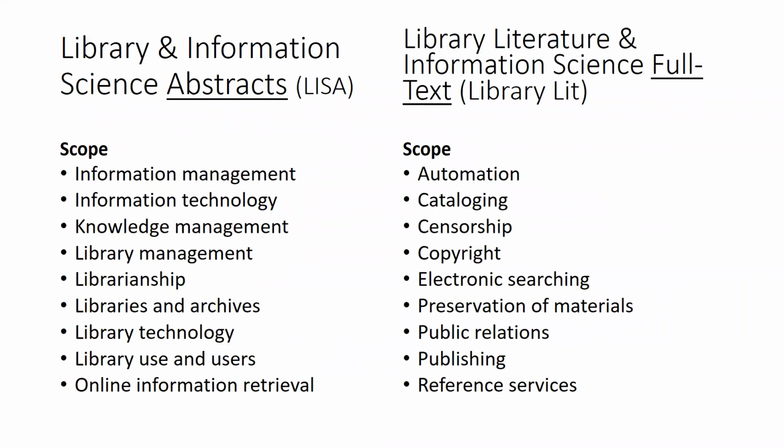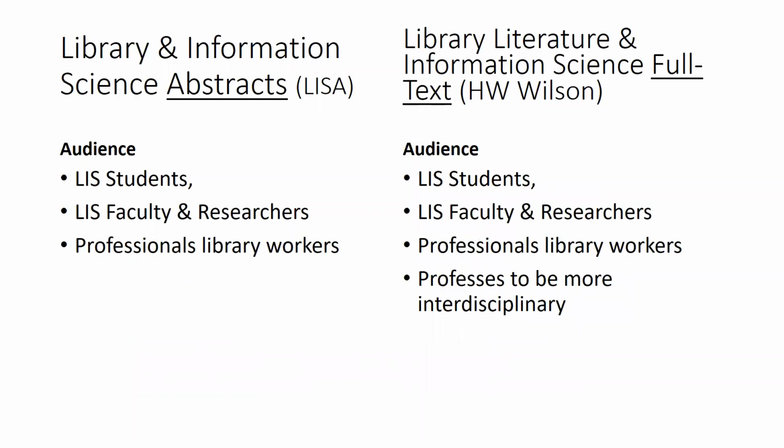The two databases we're looking at today are Library and Information Science Abstracts, or LISA for short, and Library Literature and Information Science FullText, sometimes called Library Lit. Both databases cover a range of topics that are of interest to our community, such as technology, archiving, management, copyright, censorship, all kinds of good stuff. And both have about the same audience, library students, library staff, and other information professionals.